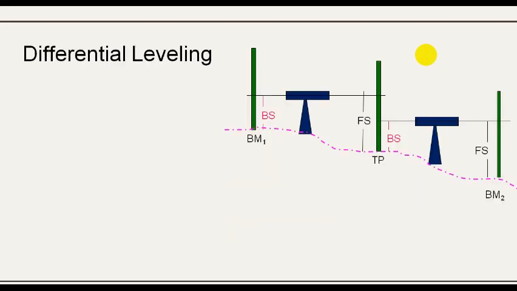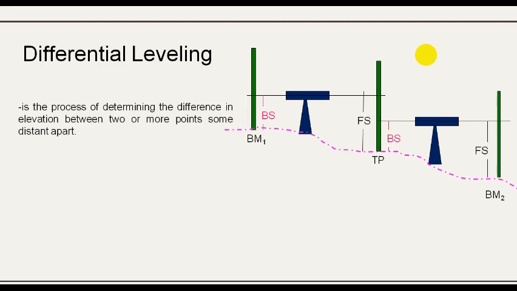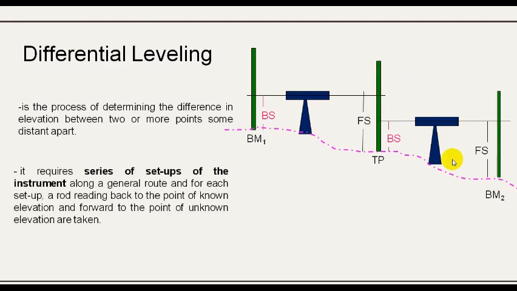Then, by definition, differential leveling or leveling itself is the process of determining the difference in elevation between two or more points. For this case, assuming that BM1 is a known elevation, then you want to determine the elevation of BM2. And differential leveling requires a series of setups of the instrument along the general route. So, set up the instrument here, first setup of instrument, and second setup.